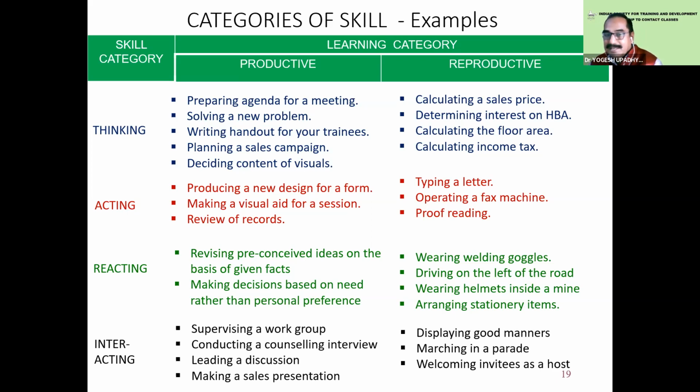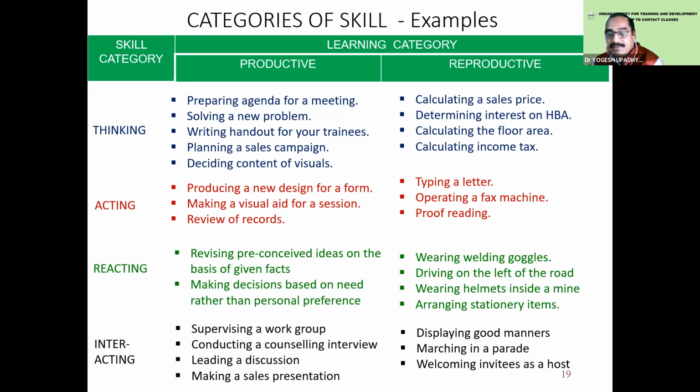And for a trainer, you have to classify whether an activity is productive or reproductive. Okay, how do we relate that with reacting, sir? Pardon, say again. We have another category, the skill category. We are looking at acting and reacting. Yes, these are the skills. Thinking is a skill. Acting is a skill. Reacting is making a decision based on need rather than personal preference. So I don't have a personal preference. Somebody has told me, so they are reacting.